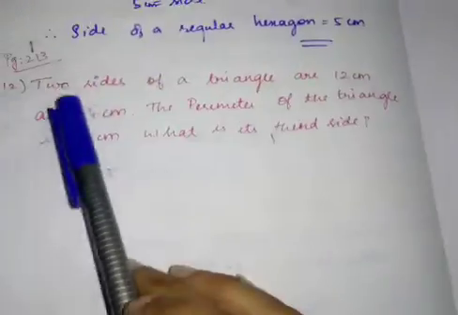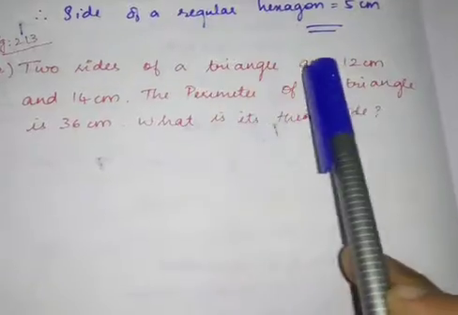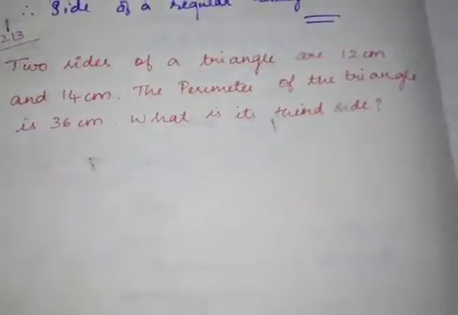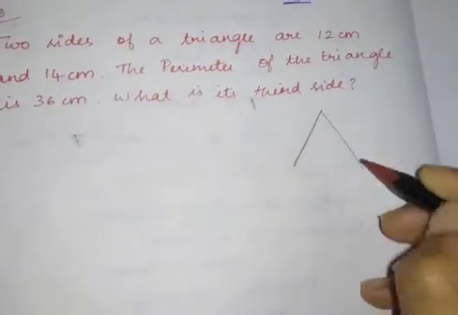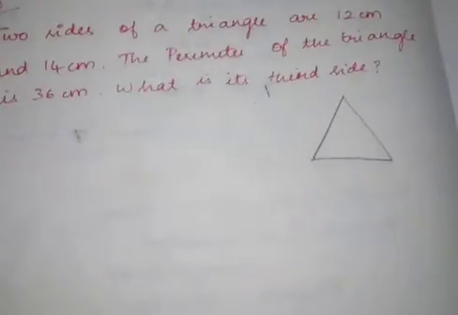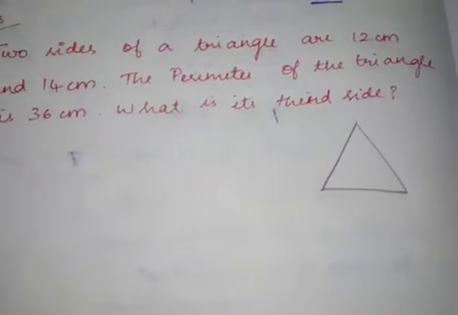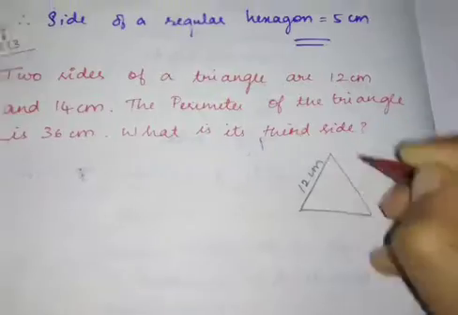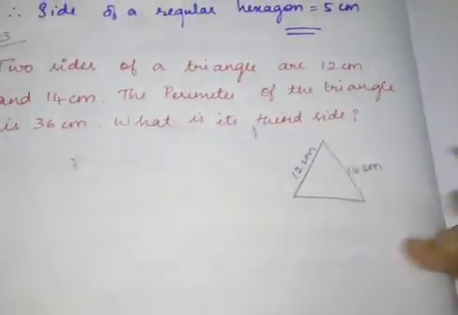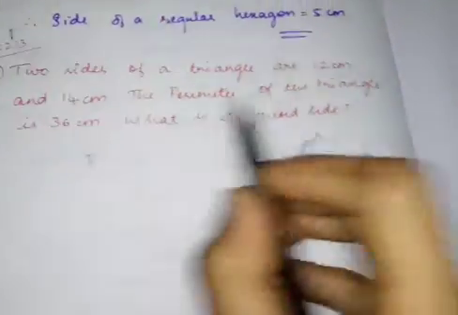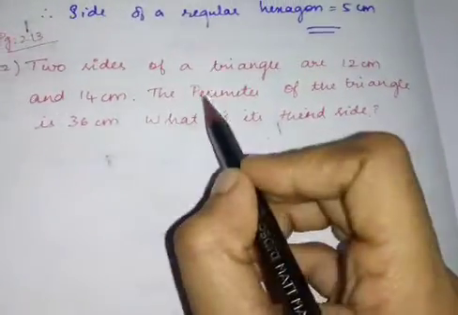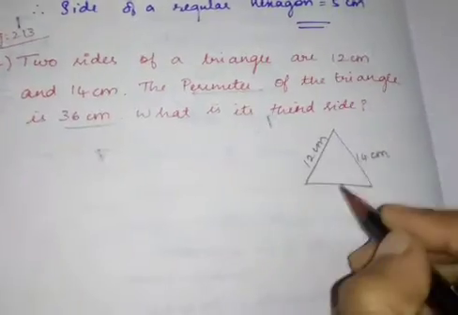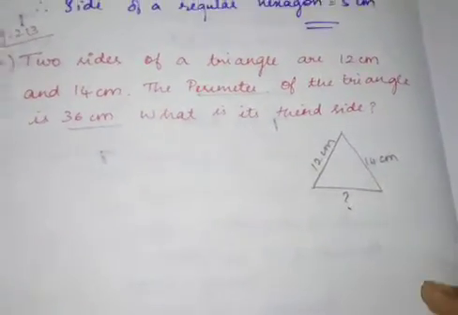Okay. Two sides of a triangle are 12 centimeter and 14 centimeter. So, this is one triangle. They didn't mention what triangle it is. Just they have given the two sides of the triangle. One side is 12 centimeter. Another side is 14 centimeter. The perimeter of the triangle is 36 centimeter. What is given? Perimeter is 36. So what is the third side? So we are supposed to find this third side.